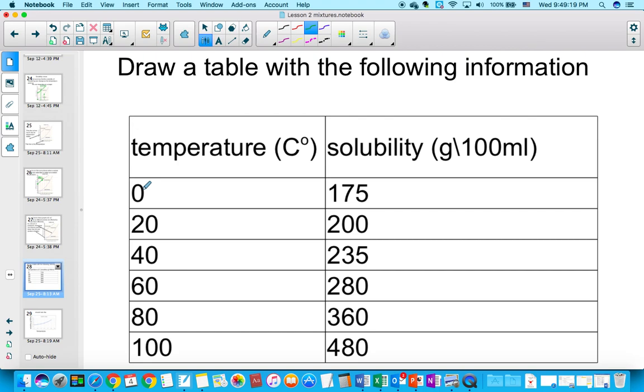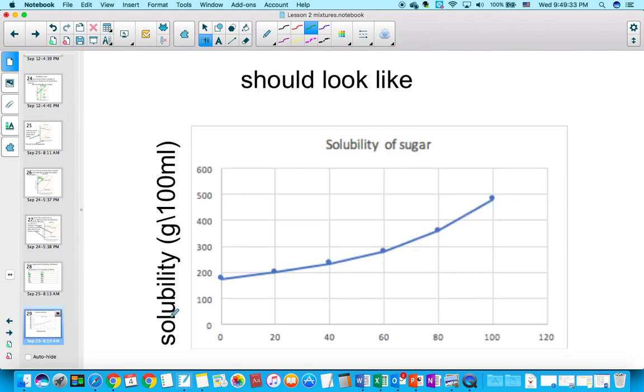So here we have, at 0 degrees, you can add 175 grams of sugar. At 20 degrees, you can add 200 grams. At 40 degrees, 235, and so on. Right? So on this graph, you can see that as you increase the temperature of water over time, the amount of sugar you can add in total goes up.